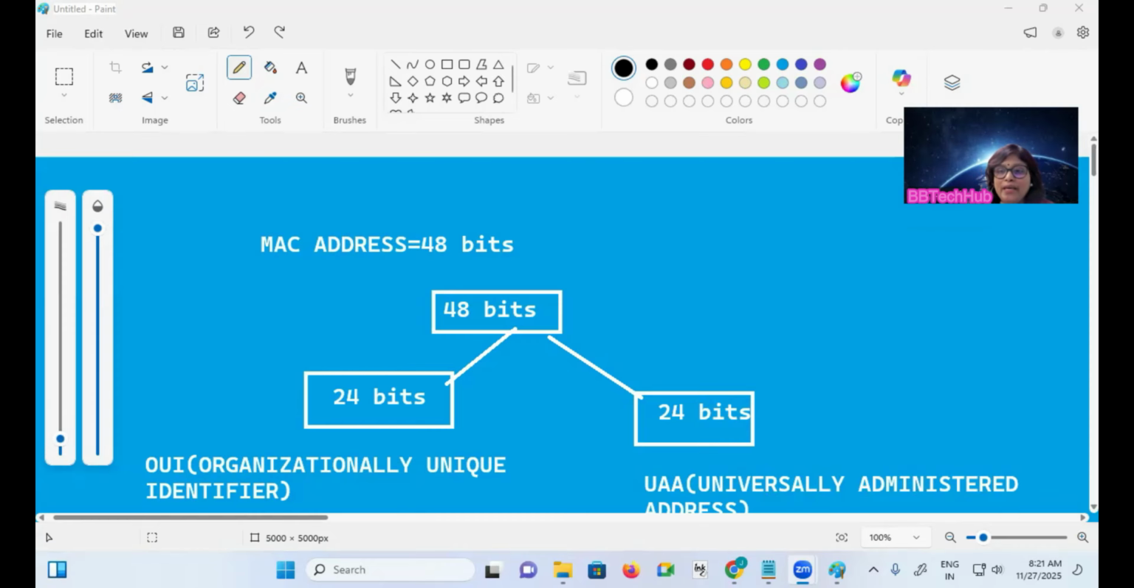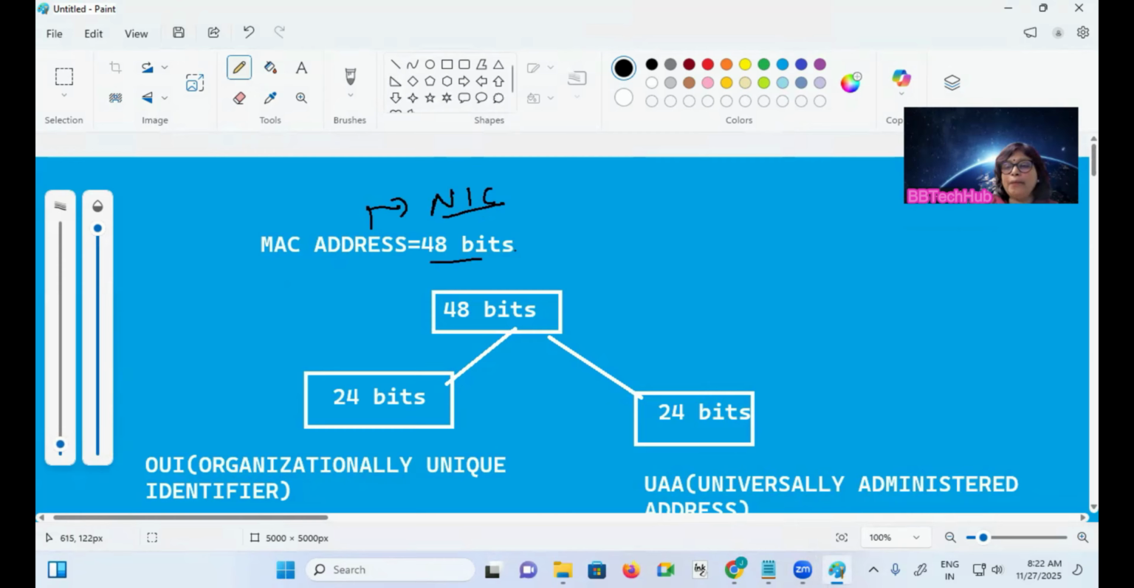Today I'm here to say something more about the MAC address. In the previous video, I started the MAC address, and in this video, I'm adding some more information about it. So you all know what a MAC address is. It is nothing but our physical address, and when we call it a physical address, it is present on our network interface card.